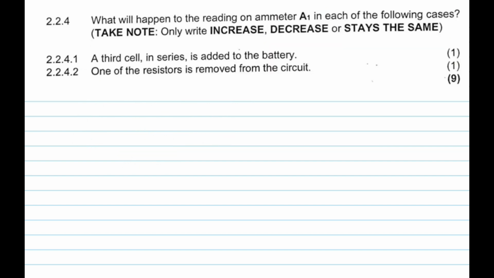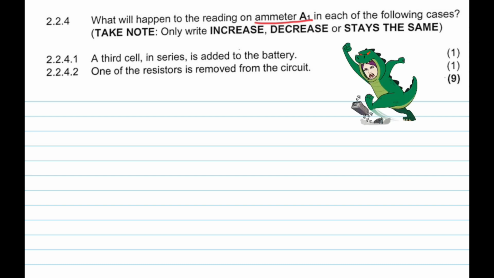In question 2.2.4, what will happen to the reading on ammeter A1 in each of the following cases? Now again, remember, go and look specifically only at that one ammeter. And then it says, take note, only write increase, decrease, or stays the same. That's one of those places where we can make a dinosaur mistake again, where we're not reading properly and then we do calculations or we write out full sentences, and that's going to cost our marks. So again here, slow down, read slowly, and make sure that you read carefully and that you understand the question before you even move on to the next step.